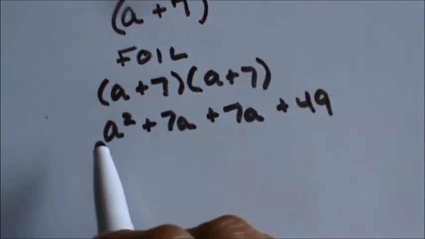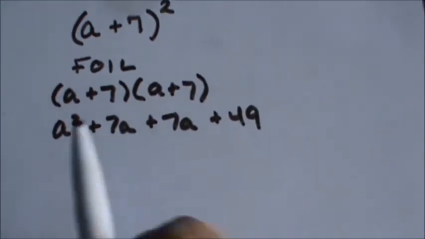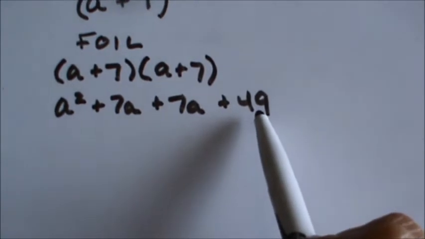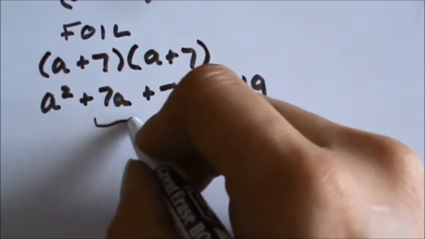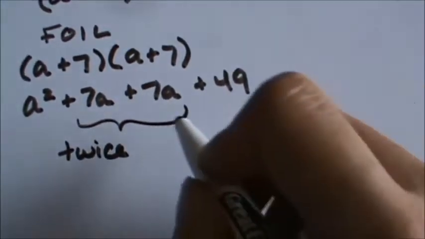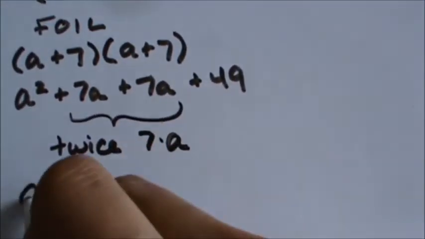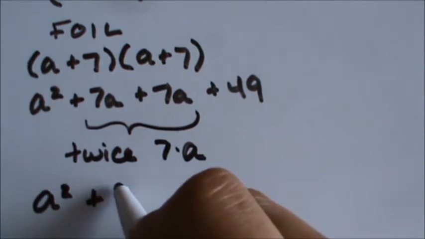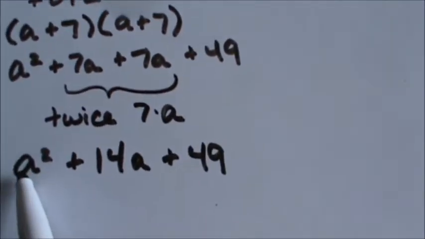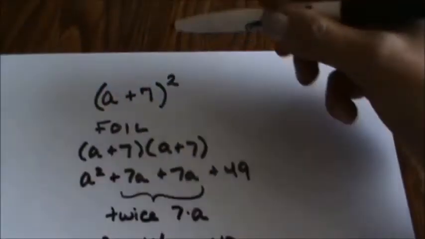The patterns that we want to look at when we're dealing with perfect squares like this is that the first term is squared, a perfect square. The last term is a perfect square, and the middle terms that are like terms would make twice the product of those two. So twice a times 7, because my final answer is going to be a squared plus 14a plus 49. So again, perfect square, twice the product of these two.